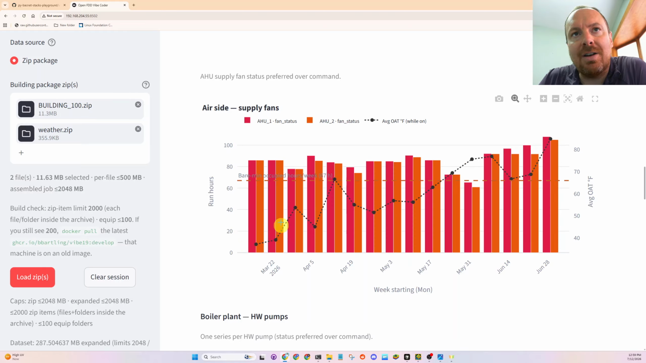And this other dashed line is outside air temperature. So what you'd expect to see is this range of outside air temperatures between 50 and 60.